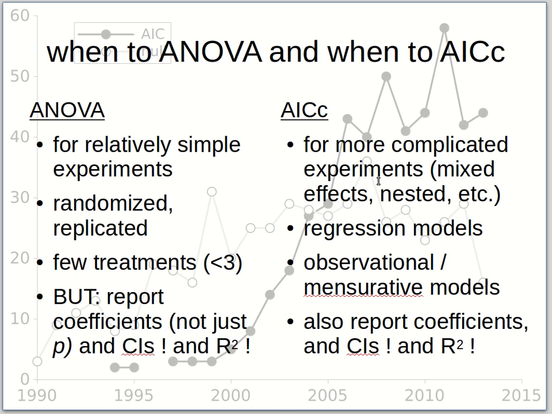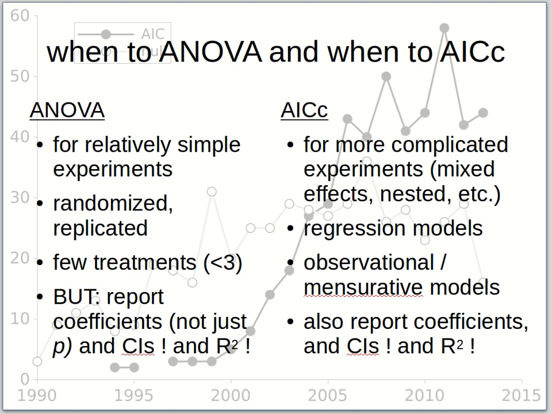AICcs, though, are far more appropriate when we're dealing with more complicated models. They're very appropriate for comparing alternative regression models and observational types of studies where we can also report the coefficients, confidence intervals, and R-squareds.